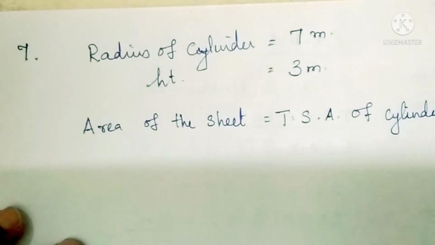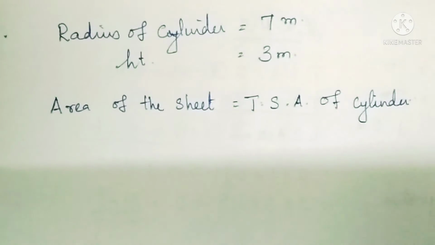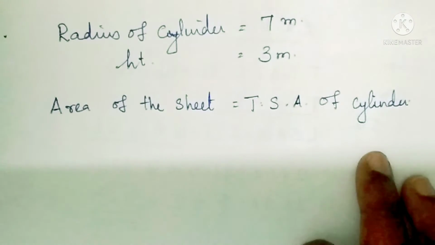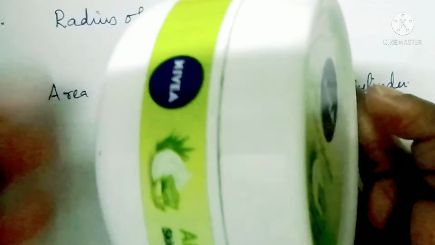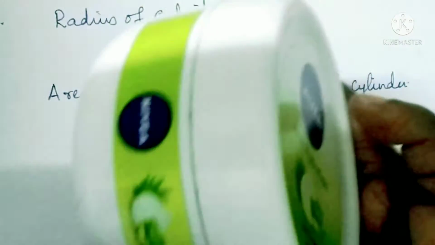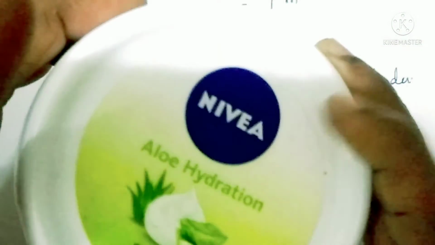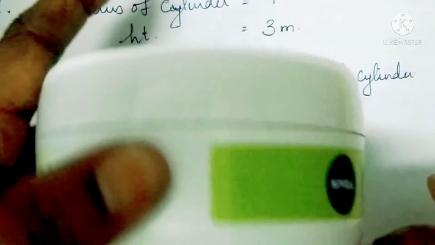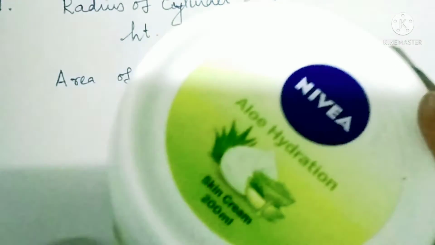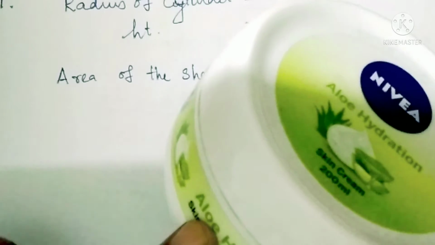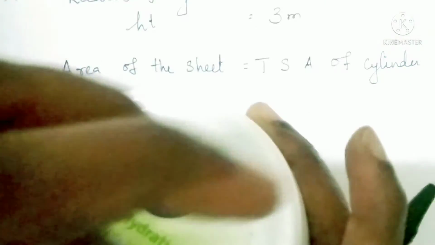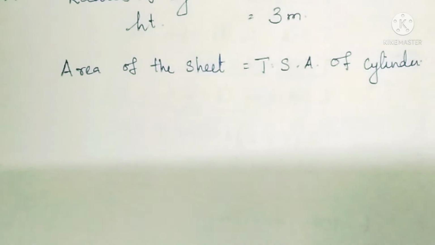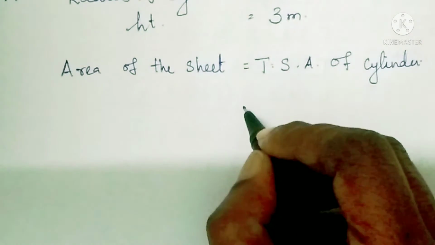If it is a hollow cylinder, then it will be LSA. But here it is a closed cylinder. Closed cylinder means something like this. This is a closed cylinder. Here also closed, here also closed, and this is curved surface. So if I have to find out how much plastic is used here, I need to find this area and this area. Okay. So what is TSA of cylinder?